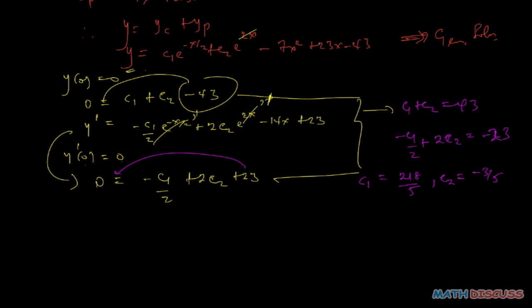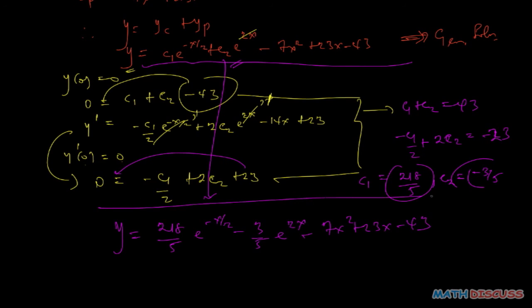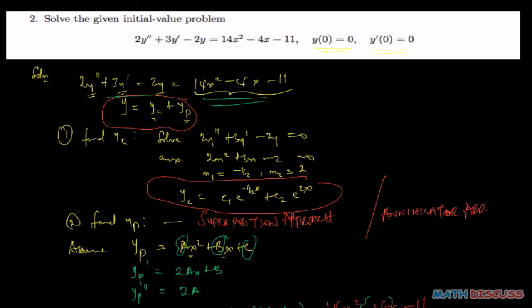And then since we know this to be the general solution, I'm just going to pull this down. So we have our y, the particular solution, is going to be c1 now, which is 218 over 5, e to the power negative x all over 2, plus c2 as minus 3 all over 5, e to the power 2x, then minus 7x squared plus 23x minus 43. Now this is the particular solution of this lovely initial value problem. And that completes the problem.